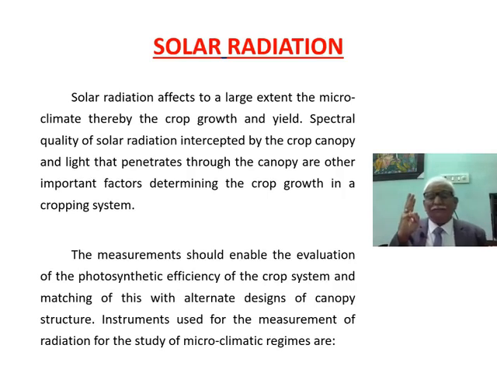There are three bands: ultraviolet band, light band, infrared band. Ultraviolet band up to 0.4, light band 0.4 to 0.7, near infrared 0.7 to 4 microns are short wave radiation. Usually from 4 to 120, we call it the long wave radiation, for micrometeorological purposes.